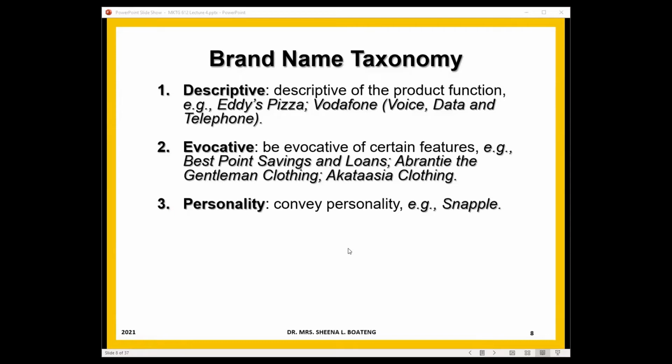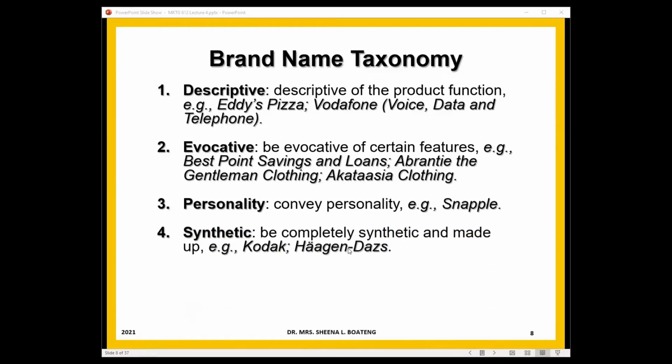Next, in terms of brand taxonomy, we can also talk about synthetic brand names. And these are basically brand names that are made up. So they don't have any origins in any words, or they are not a combination of any words or evocative of any features. They are just made up. Like Kodak. Kodak is a name that was made up by the founder of the brand because he liked the letter K and he wanted a word that would be concise and easy to recall and remember. So he went for Kodak.